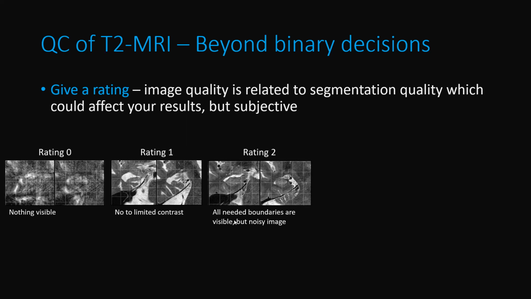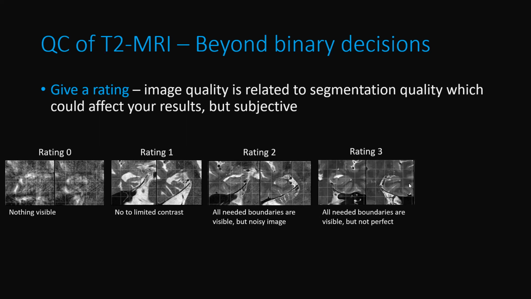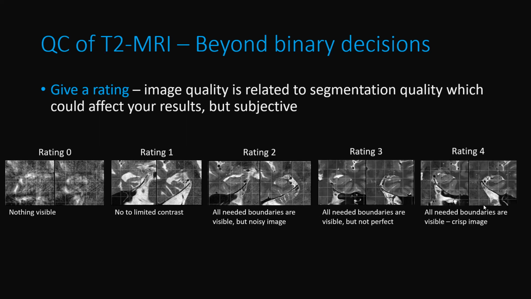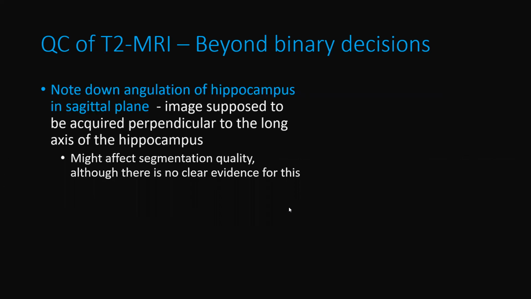For example, the second example that I just showed in ITK Snap would maybe be a 2, maybe a 1. Then rating 3 is if you see all the borders that you need. It's not a perfect image, and then 4 would be like a really crisp, beautiful image. But it's of course a bit questionable, it's subjective whether certain cases would be 3 or 4. So that's a limitation, but perhaps for what you would need it for, that doesn't matter.